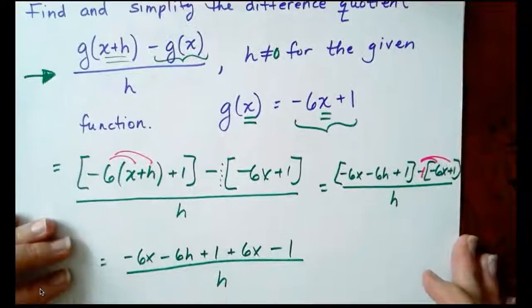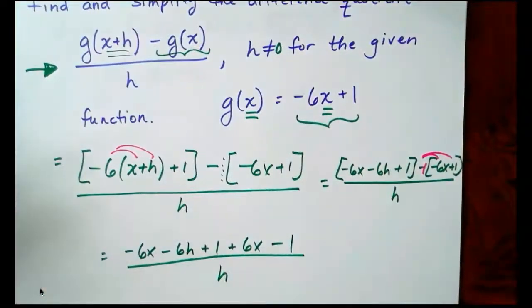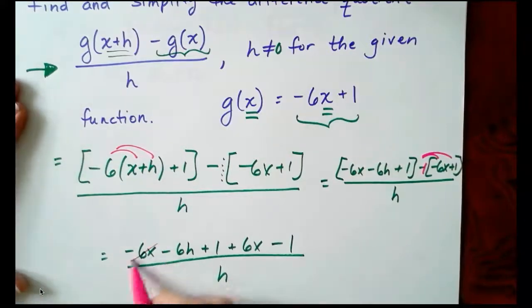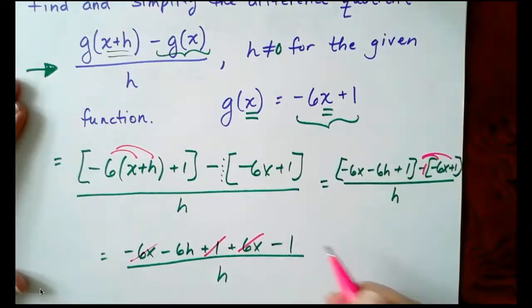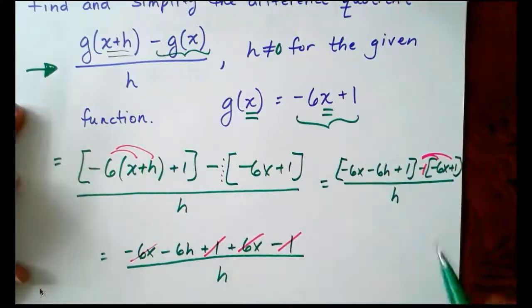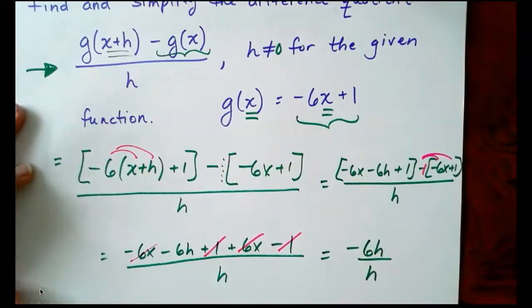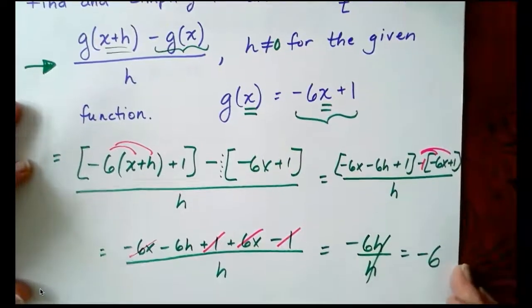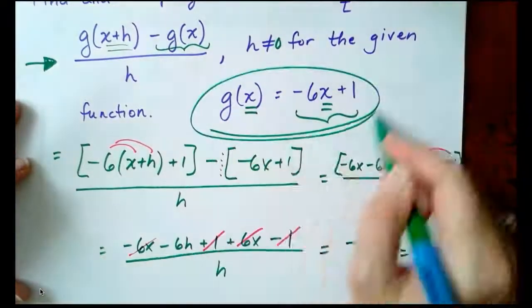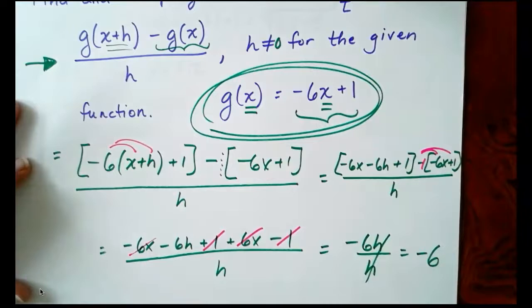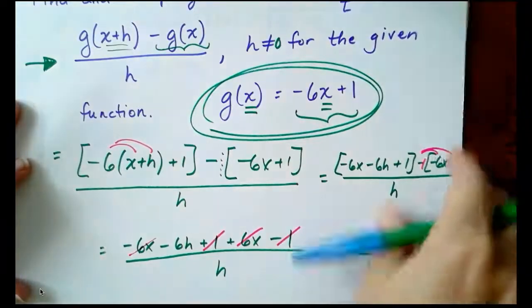Remember, when we're doing the difference quotient, we're anticipating that a lot of stuff is going to cancel because that's what's supposed to happen. So what remains? Well, negative 6x cancels with positive 6x, and positive 1 cancels with negative 1. So we are left with negative 6h over h. Now the h's cancel, and we get negative 6. The difference quotient for this linear function is simply negative 6.